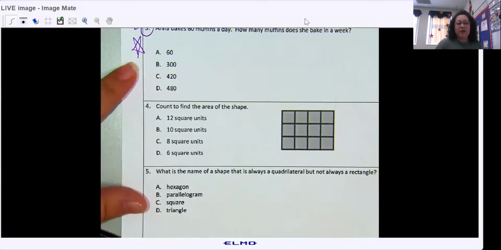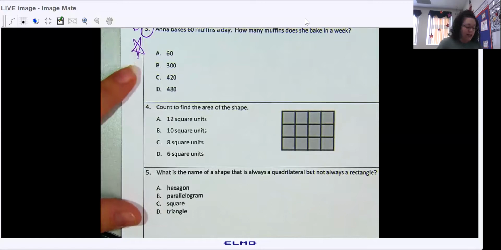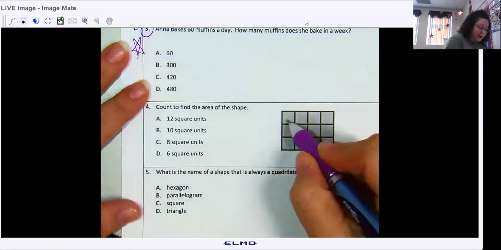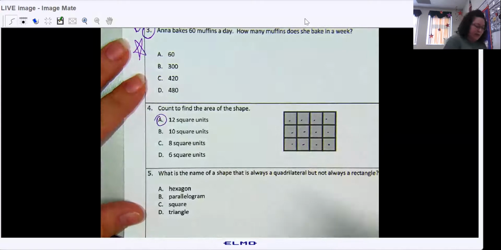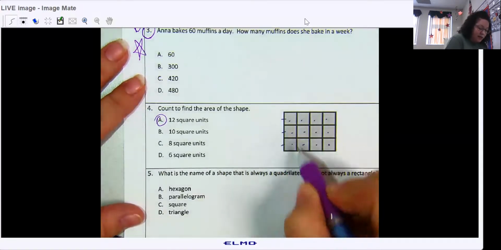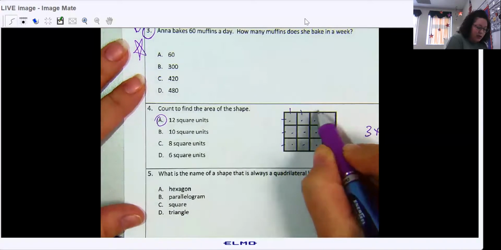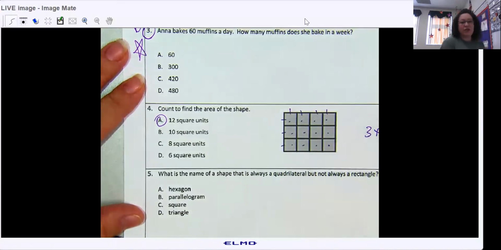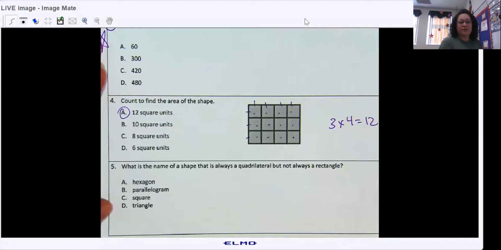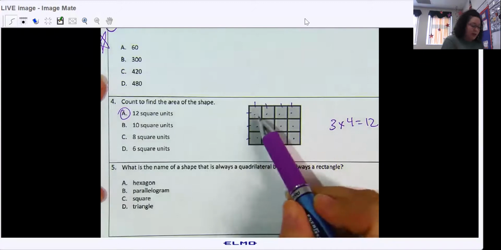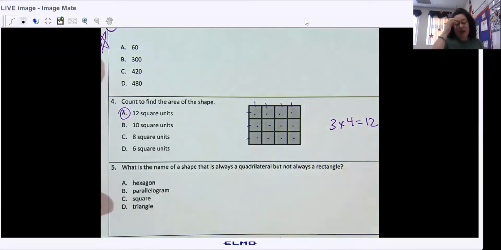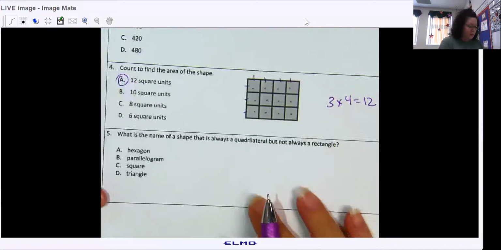Count to find the area of the shape. Easy peasy. You can count the squares or you can do area, which is one side multiplied by the other. 1, 2, 3, 4, 5, 6, 7, 8, 9, 10, 11. I get 12. If I multiply it, I would get 1, 2, 3 times 1, 2, 3, 4, which is 12 square units. So again, when you're counting, put a little dot in the box to make sure that you've counted it and that you don't count it twice, or that you don't skip it.